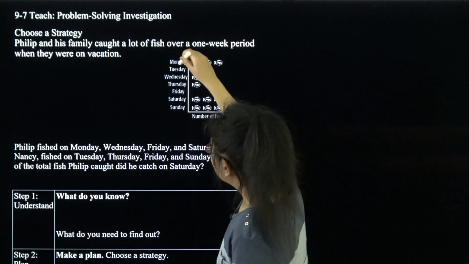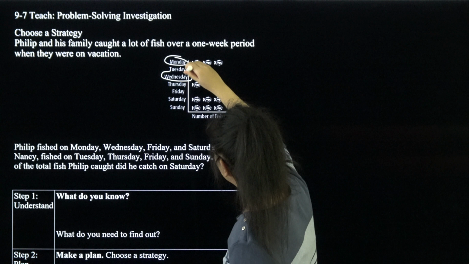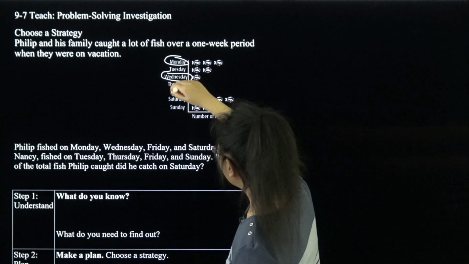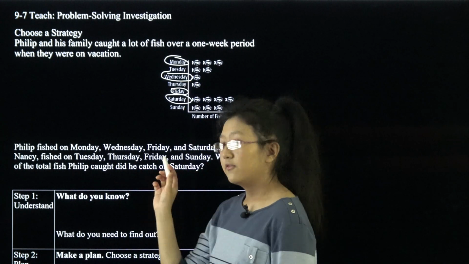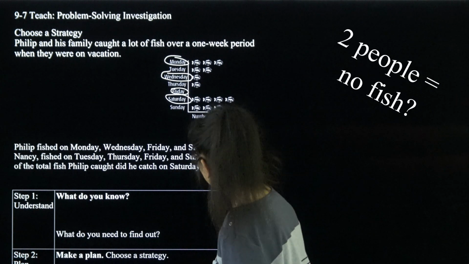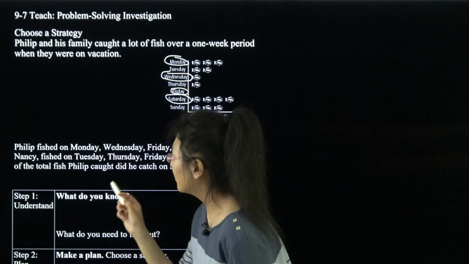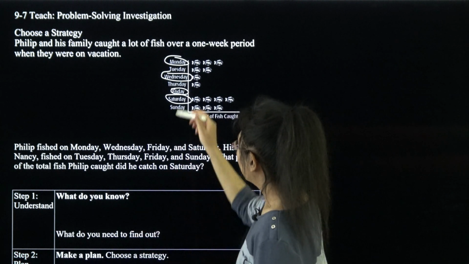Philip fished on Monday, Wednesday, Friday, and Saturday. His sister, Nancy, fished on Tuesday, Thursday, Friday. Oh, she also fished on Friday, and Sunday. What percent of the total fish Philip caught did he catch on Saturday?